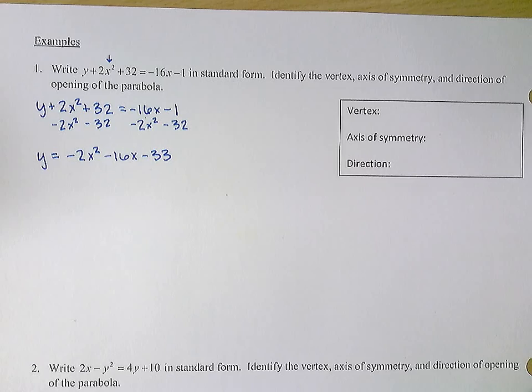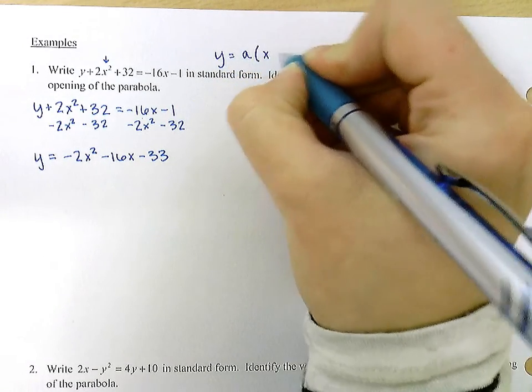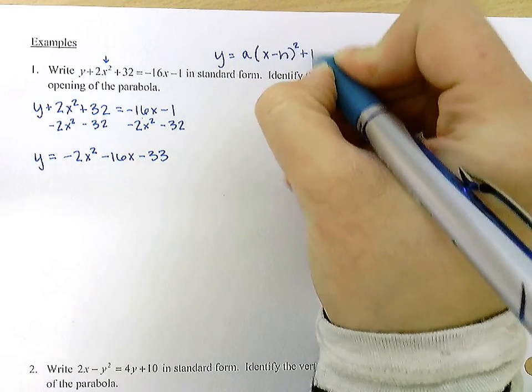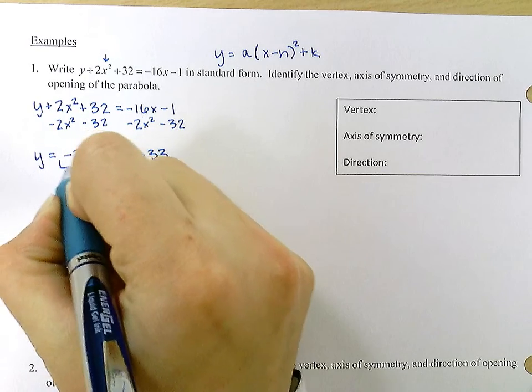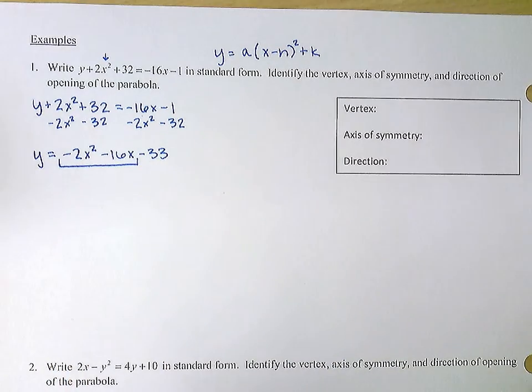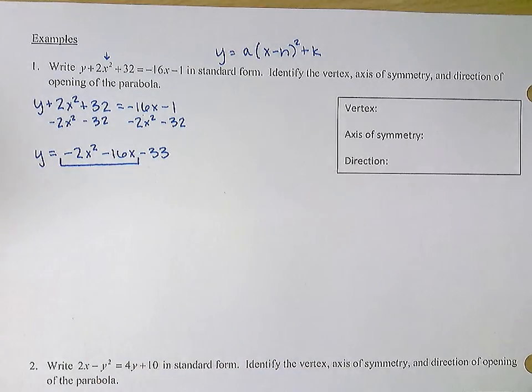Okay, so we are in the form y equals a times x minus h squared plus k. So that's the form we want to get it into. Now in order to do that, we have to complete the square. So to complete the square, I'm going to look at just these first two terms right here. With those two terms, my value in front of x squared, I need to factor out.